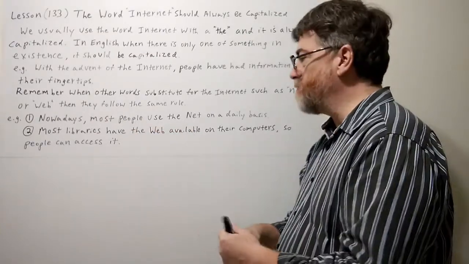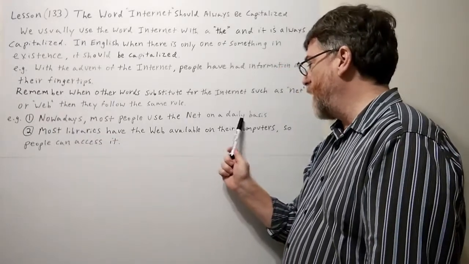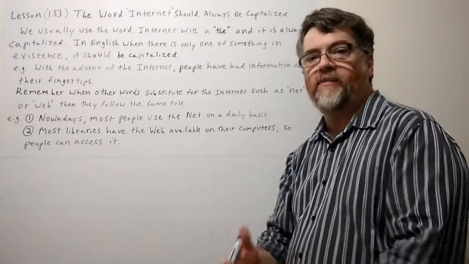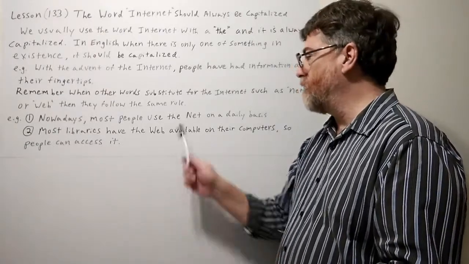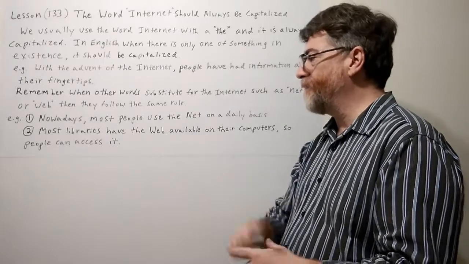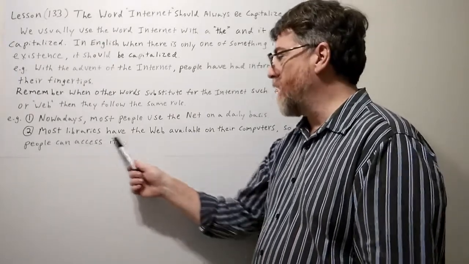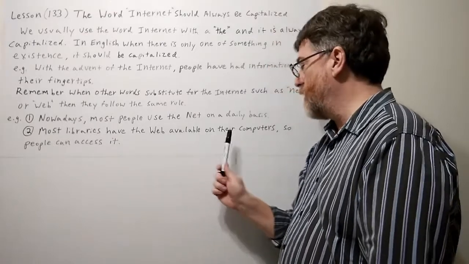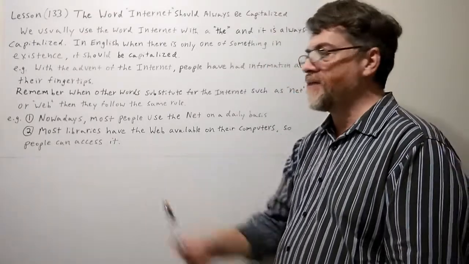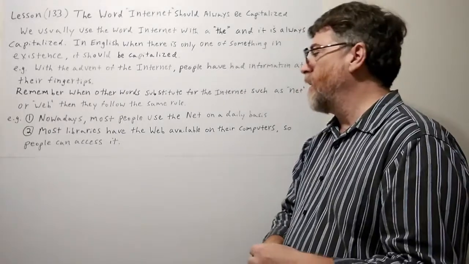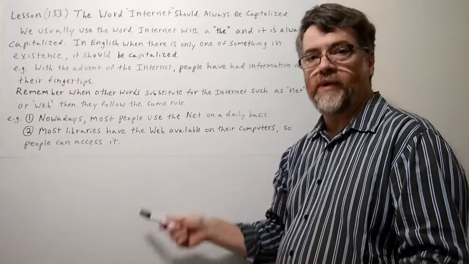Okay, let's look at two examples. Nowadays, most people use the net on a daily basis. So, people mostly use the internet every day. Again, here's the capital N. Number two, most libraries have the web available on their computers so people can access it. They can get to it. All right, again, the web, we use a the with it, and we use a capital W here.